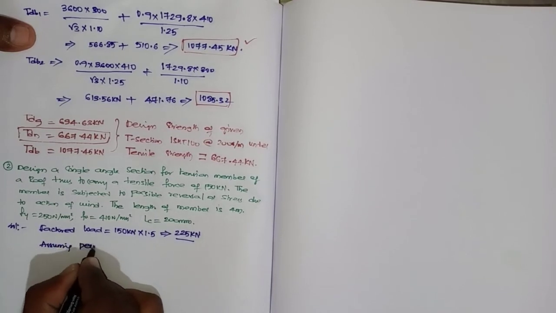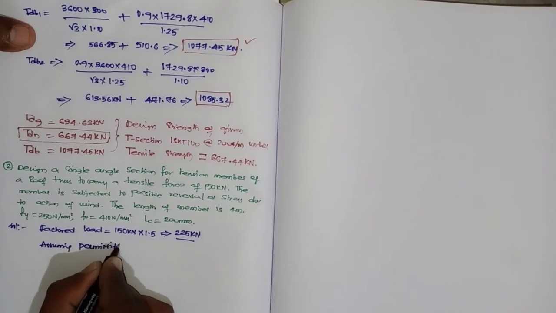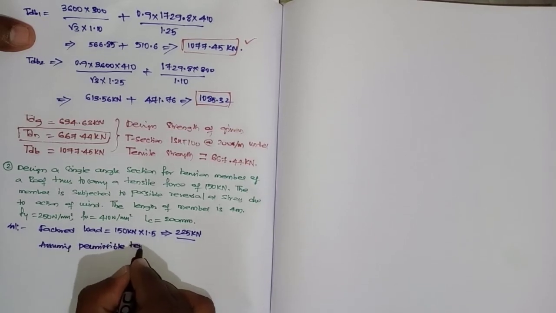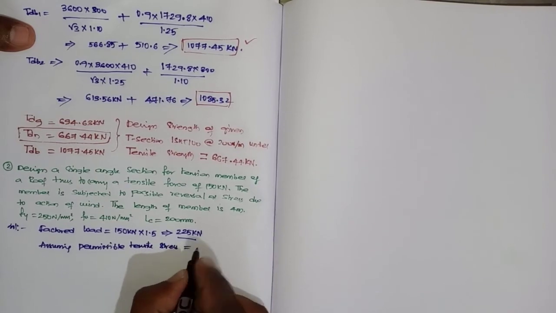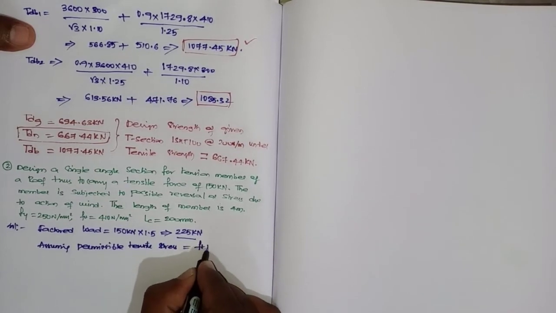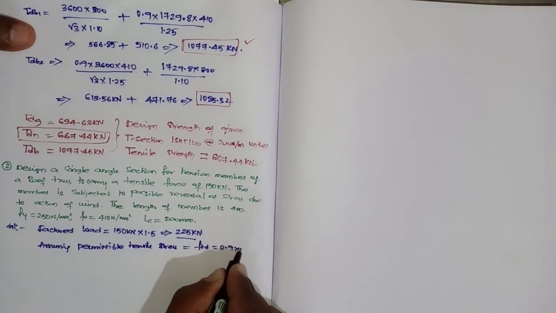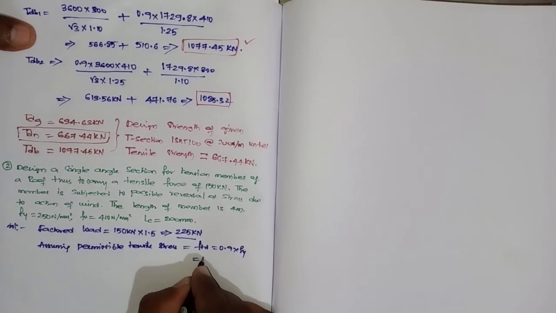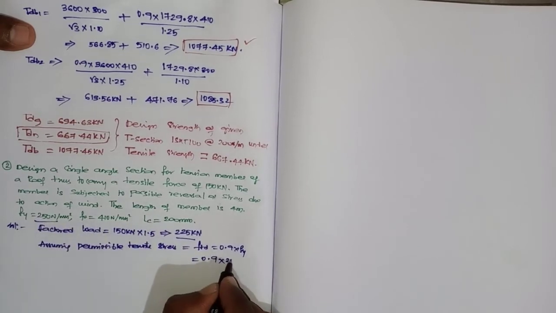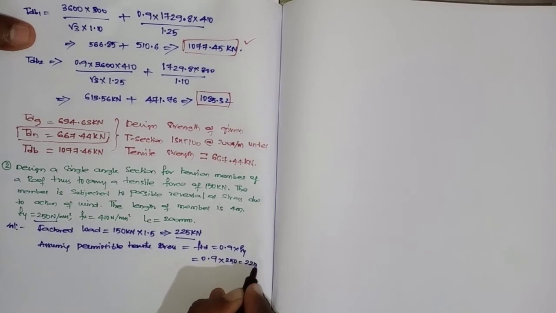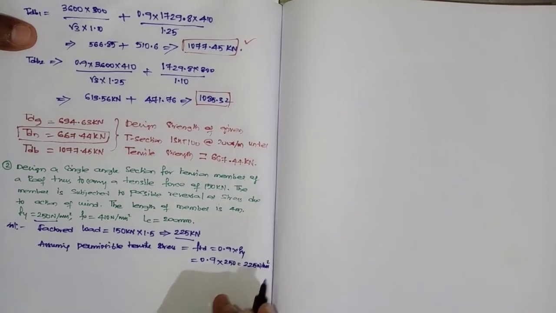Now assuming permissible tensile stress, how much is it? Fd equals 0.9 into Fy. So what is that? 0.9 into Fy, which is given as 250. So it is 225 Newton per mm square.